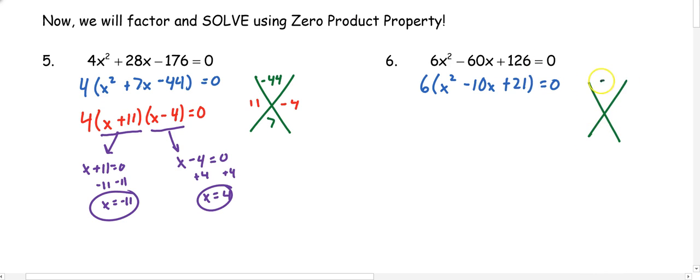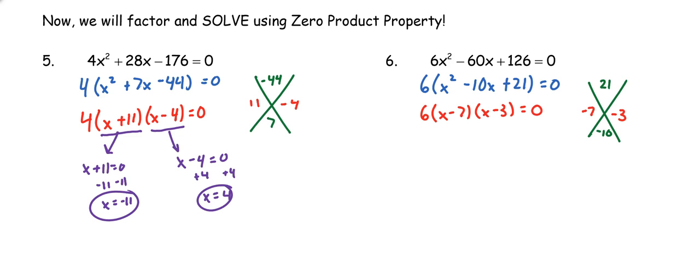So what multiplies to 21 and adds to negative 10? So I need two negative numbers because they have to multiply to a positive but add to a negative. Two negative numbers that multiply to 21 are negative 7 and negative 3. Those both add to negative 10 together. So I get 6 times x minus 7 times x minus 3 equals 0.